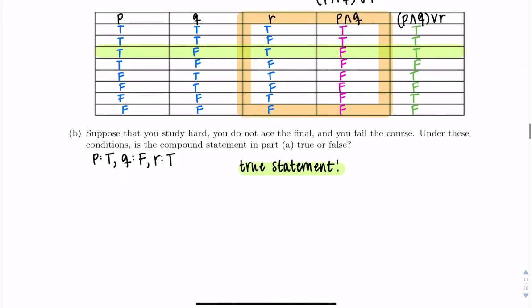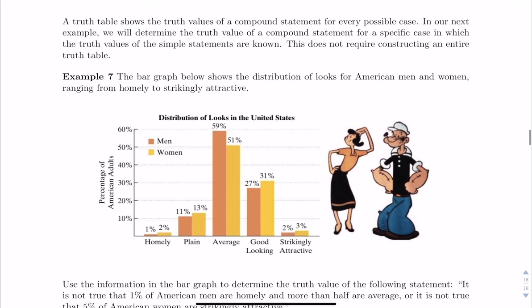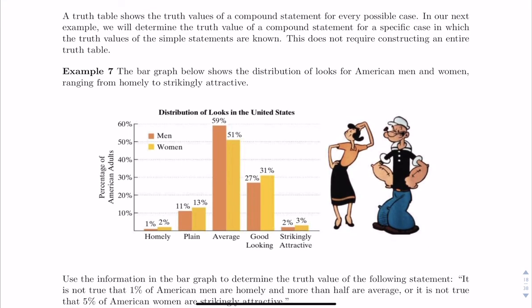So let's determine some truth values for specific cases. A truth table shows the truth values of a compound statement for every possible case. In our next example, we will determine the truth value of a compound statement for a specific case in which the truth values of the simple statements are known. This does not require constructing an entire truth table. If we can get out of constructing truth tables, that is great.